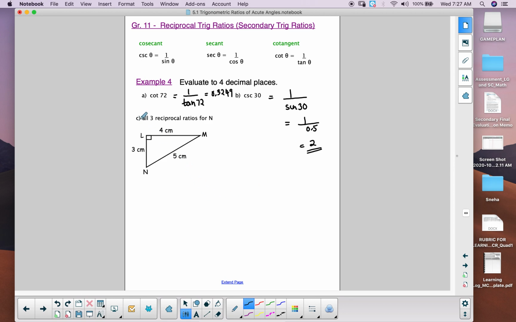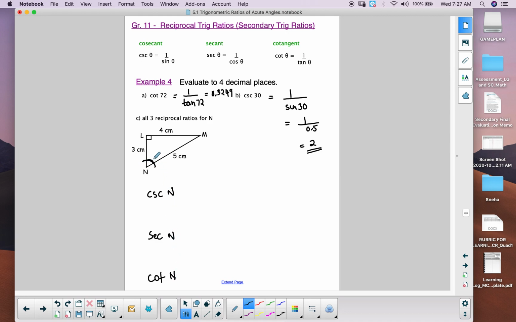In this next example, we're asked to find all three reciprocal ratios for n. So n is one of the acute angles here. I'm just going to highlight the acute angle here, n. And they're saying find me the cosecant of n, find me the secant of n, and find me the cot of n, which are the three secondary or reciprocal ratios for n.